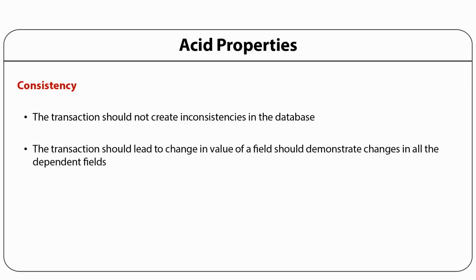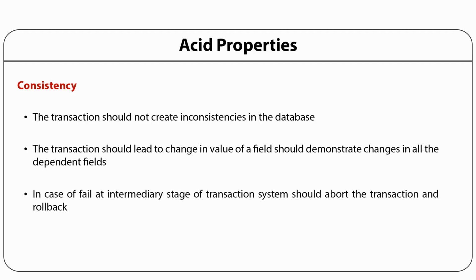should demonstrate changes in all the dependent fields. That means if there is a field and the value of that field is used by other fields in the database, then if you make a change in that particular field, the changes should be reflected in all the dependent fields of that particular field. In case of failure at an intermediary stage of a transaction, the system should abort the transaction and roll back.